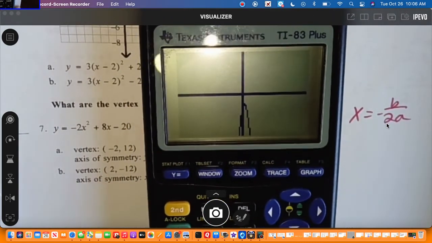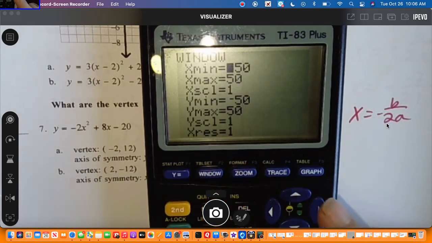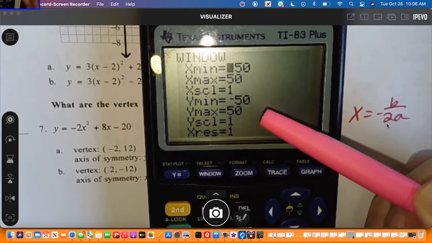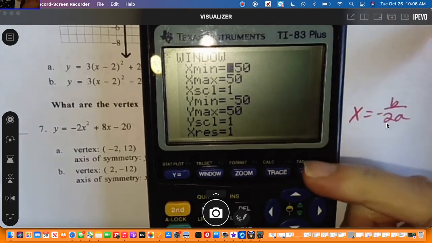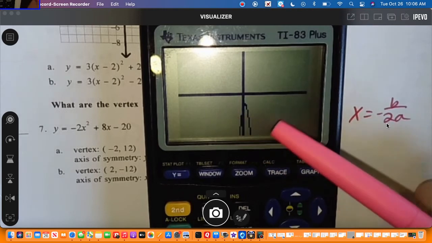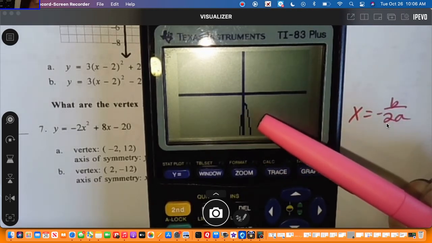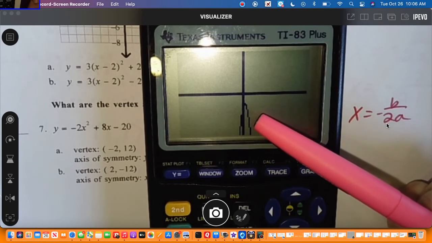All you have to do is change, instead of going out 10 and out 10, let me change all my values and go out 50, because maybe I need to go out further. So I went to my window, because that's a little window. Doesn't it look like a window? You can say, okay, I'm going to go from negative 50 to 50, negative 50 to 50. It just made my window bigger. Now do you see the parabola? I didn't really even need to go out that far. I probably could have put negative 25.